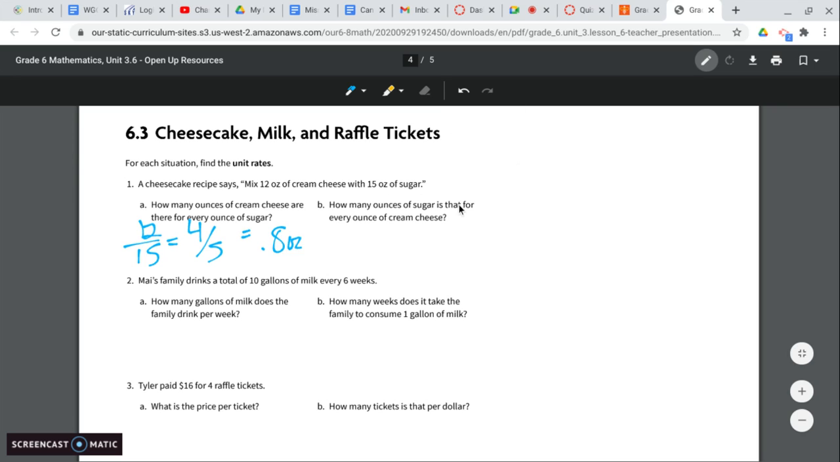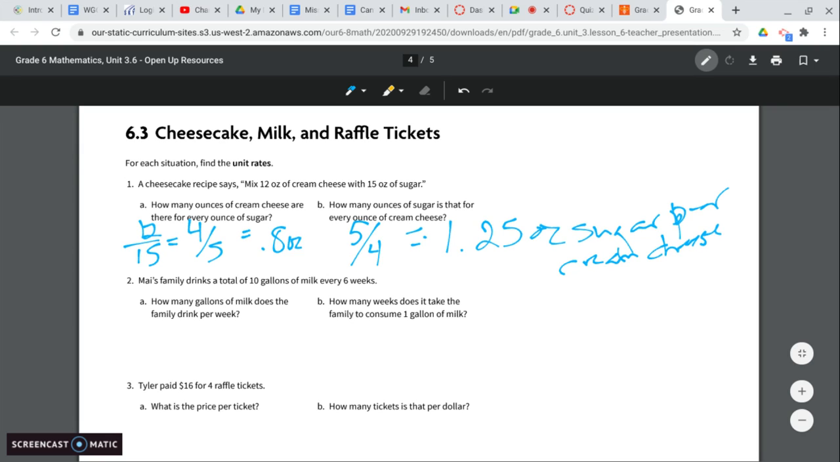Now for B, how many ounces of sugar is that for every ounce of cream cheese? So the reverse. We already set this up. It's just the reciprocal. So that means it's 5/4 or 1 1/4 ounces of sugar per ounce of cream cheese. For number 2, my family drinks a total of 10 gallons of milk every 6 weeks.